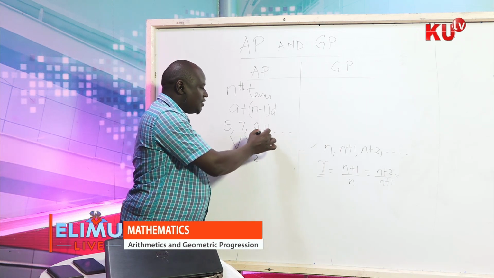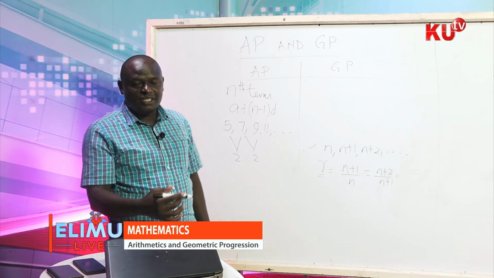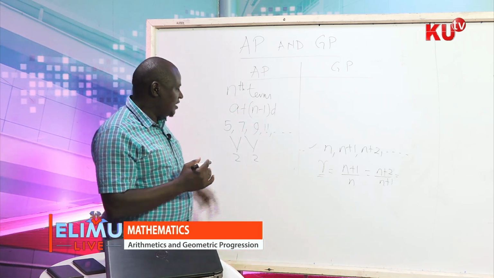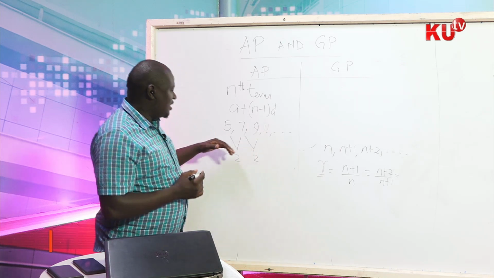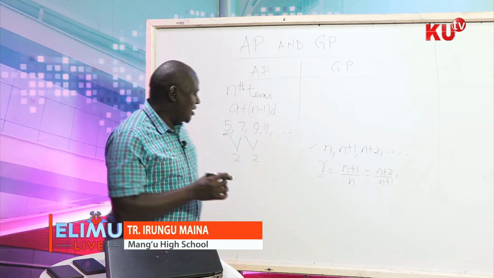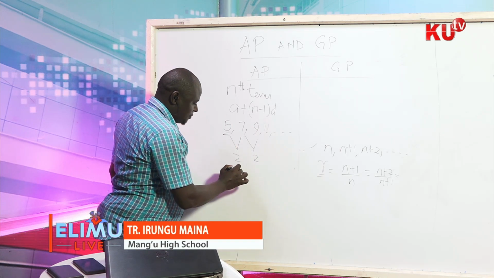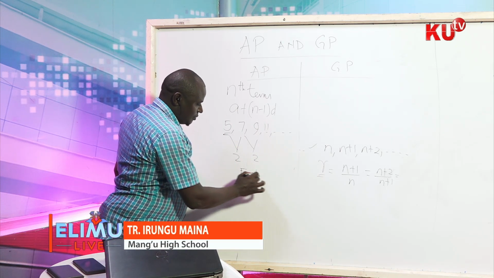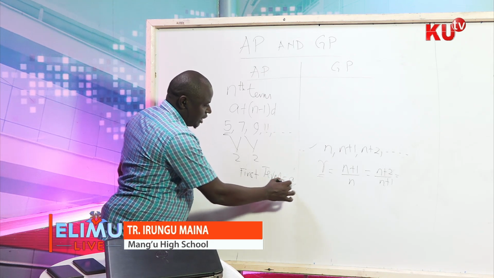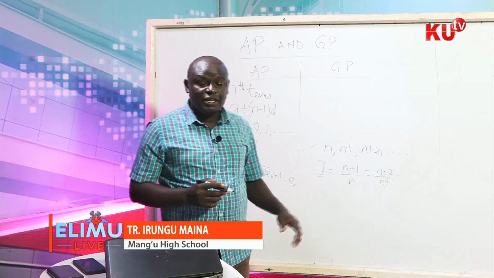From 9 we are going to 11. From 11 we are going to 13. From 13 we are going to 15, and so on and so forth. It is very, very clear. In this case, 5 is our first term. We normally indicate first term with the letter A in both cases.